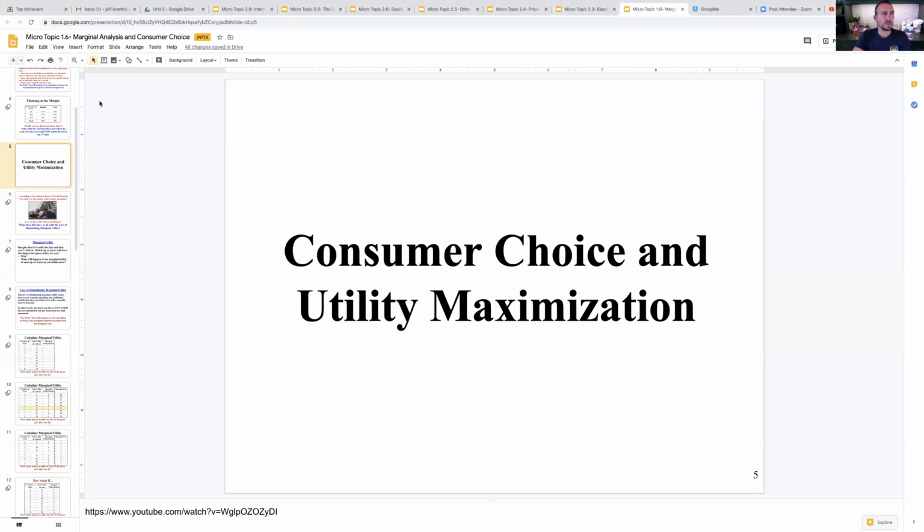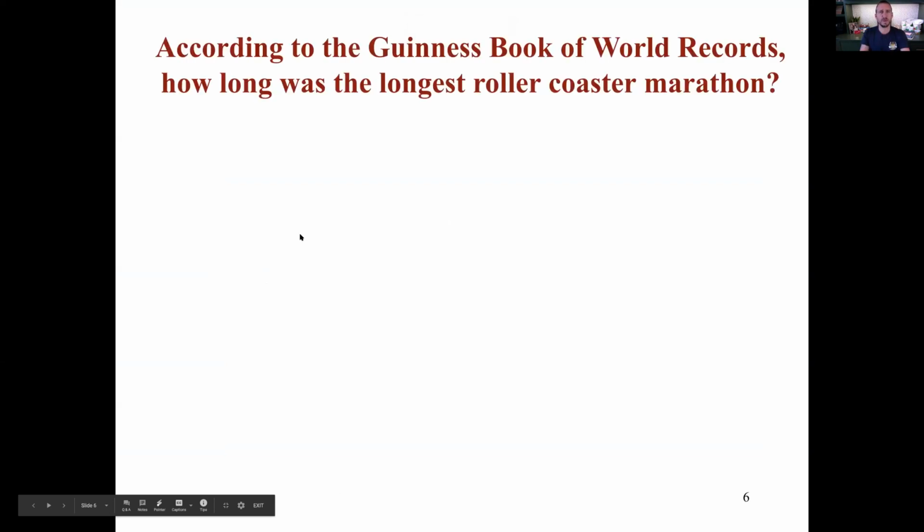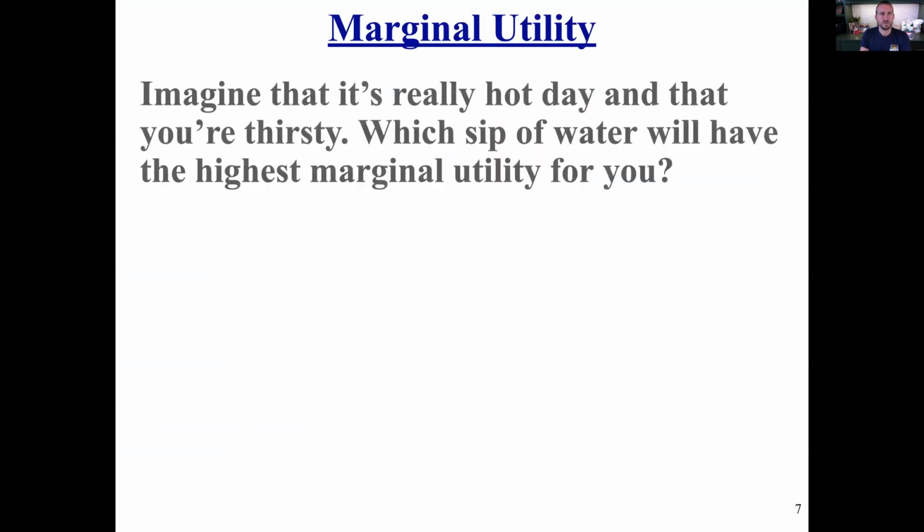Let's start with this one PowerPoint from unit one, the consumer choice and utility maximization. So if you remember, marginal utility, when we say thinking on the margin, we're talking about additional, right? We're talking about what comes next.